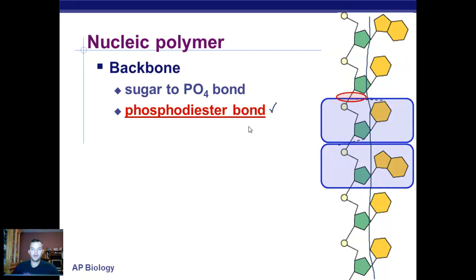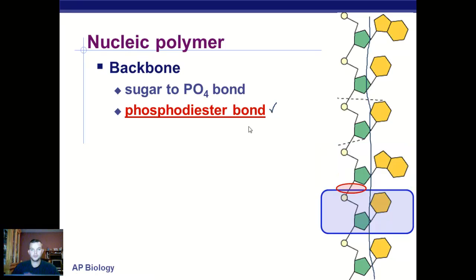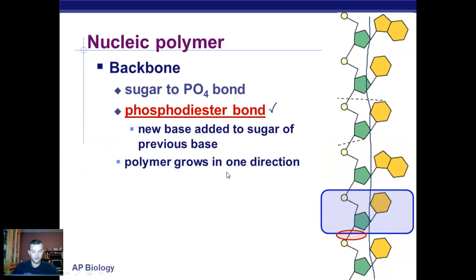Alright, and you can see that highlighted there. And again, it just keeps happening all the way throughout the strand of the nucleic acid. Alright, so here when we talk about this, what we're looking at is new bases added to the sugar of the previous base. And the polymer is always going to grow in one direction.